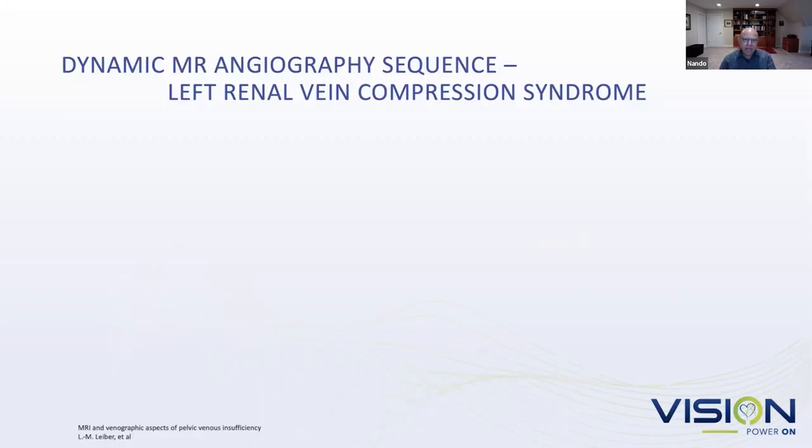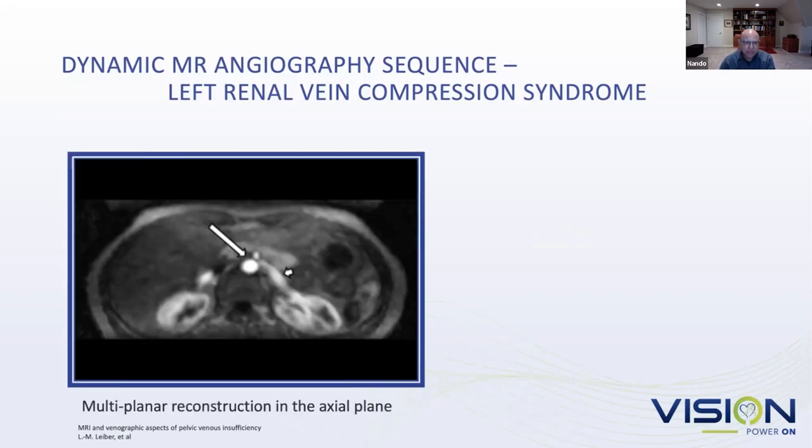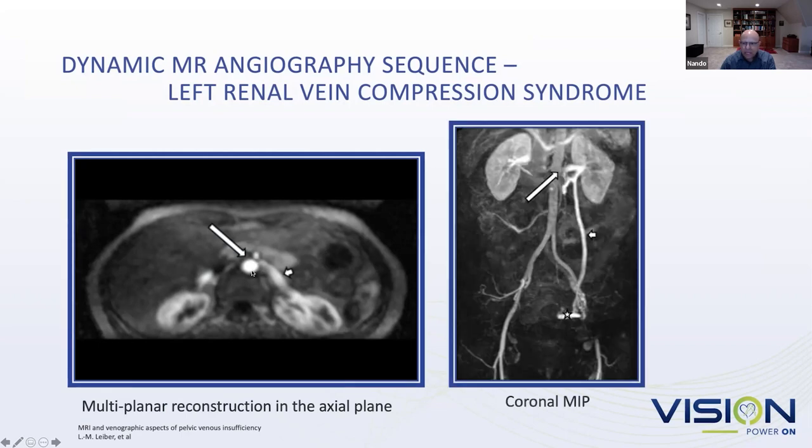Dynamic MR angiogram sequence of a left renal vein compression syndrome is demonstrated in this case. Note the dilated left renal vein being pinched off at the level of the superior mesenteric artery and the aorta. And the coronal image shows similarly the attenuation of the left renal vein over the aorta, the dilated left renal vein, and reflux down the left gonadal vein to the pelvic varices.